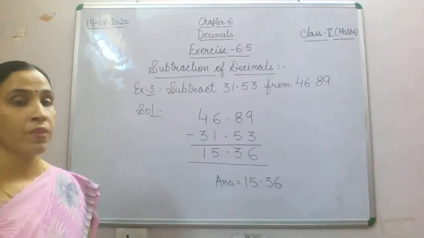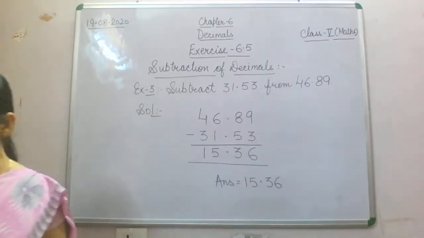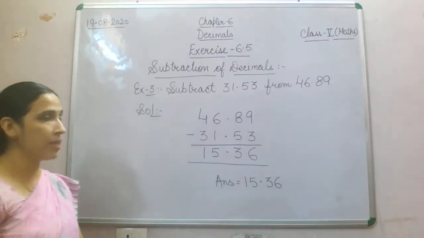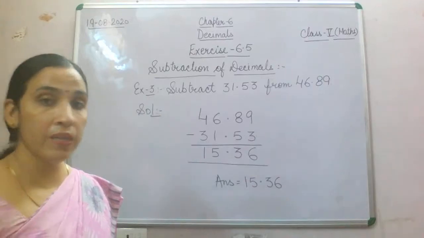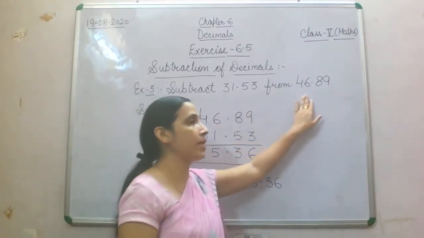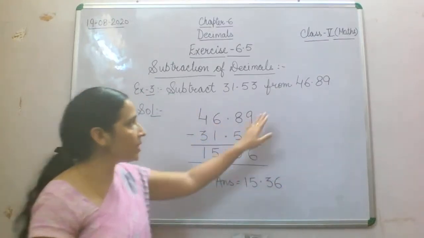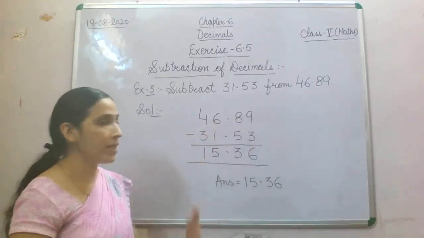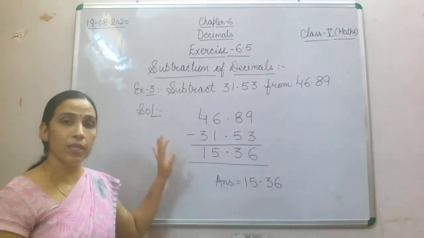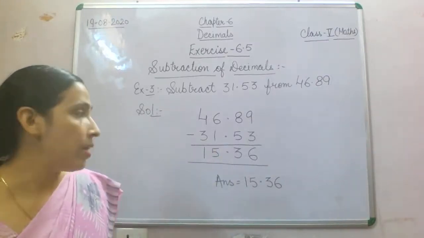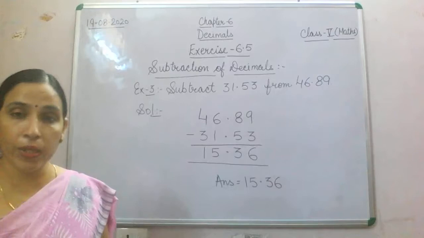In this question, we have been given to subtract 31.53 from 46.89. Out of 31.53 and 46.89, you are aware that 46 is bigger. So that bigger number we write first: 46.89. And out of 46.89 we will subtract 31.53. After arranging it into columns, we start doing subtraction.